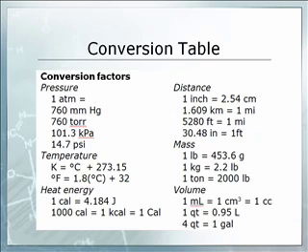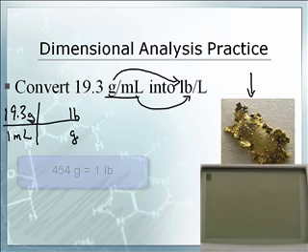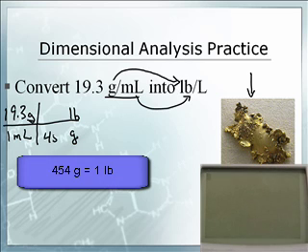Where did we put the conversion? There it is. Pounds to grams. That's the 454 number, right? 454 grams in 1 pound. So there's 454 grams in 1 pound. Okay, the grams cancel.